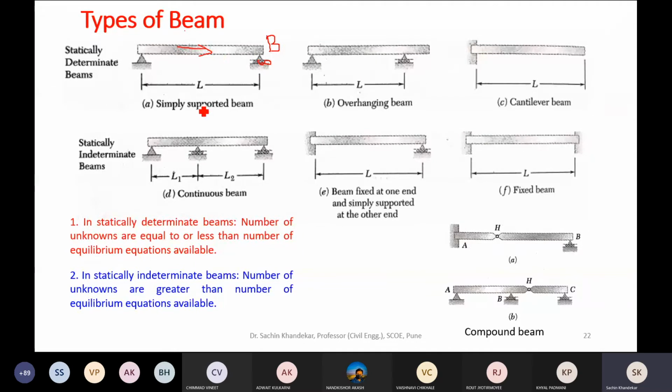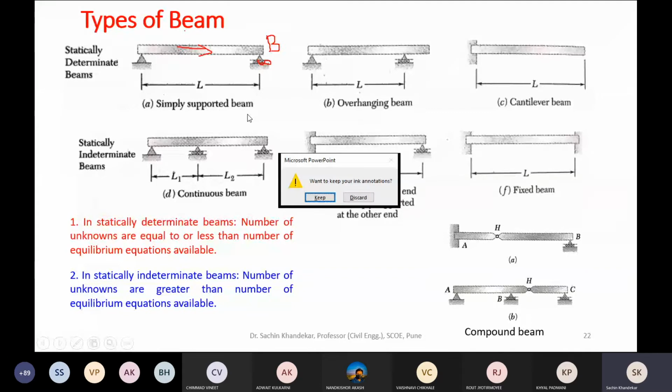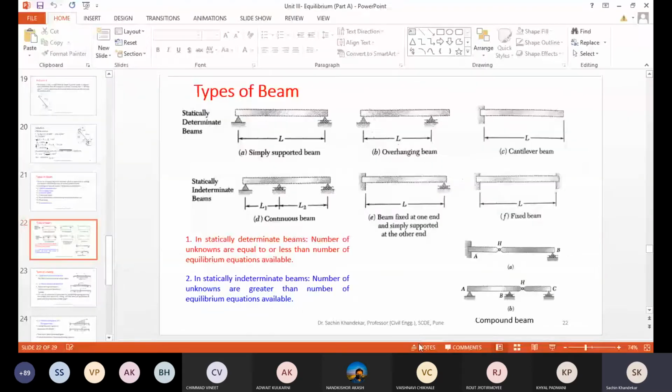Okay, and that's why usually in case of these simply supported beams, one end is a hinge and the other is a roller.